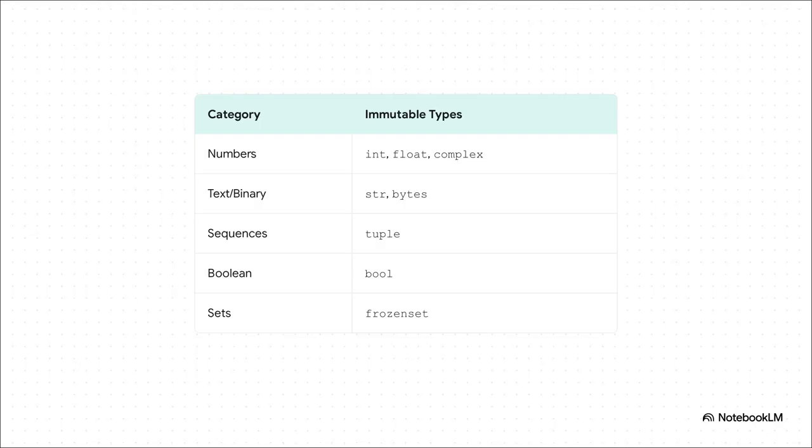So, what are these unchangeable types? Well, it's a lot of the basics you use every day. All the numeric types, integers, floats, complex numbers, they're all immutable. Same goes for strings, bytes, and booleans. And when we talk about collections, the big ones are tuples and frozen sets. Once you make one of these, it's final.